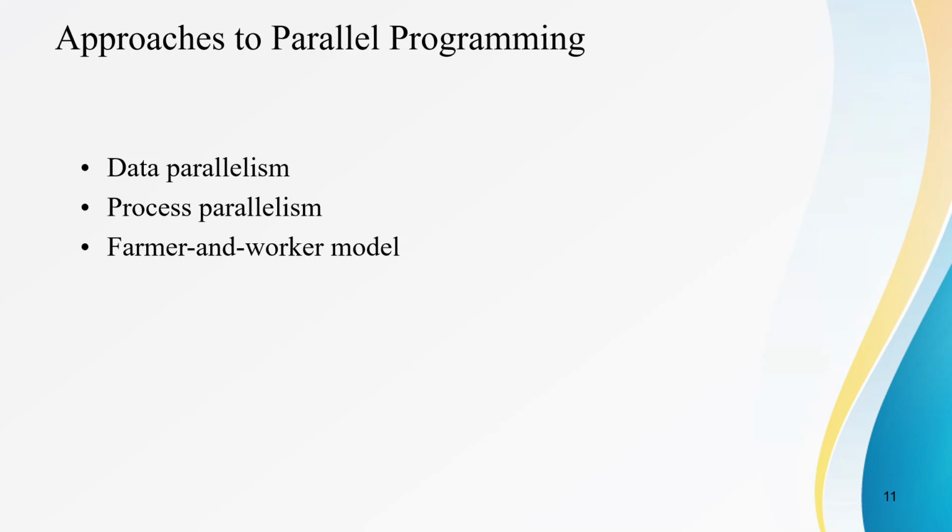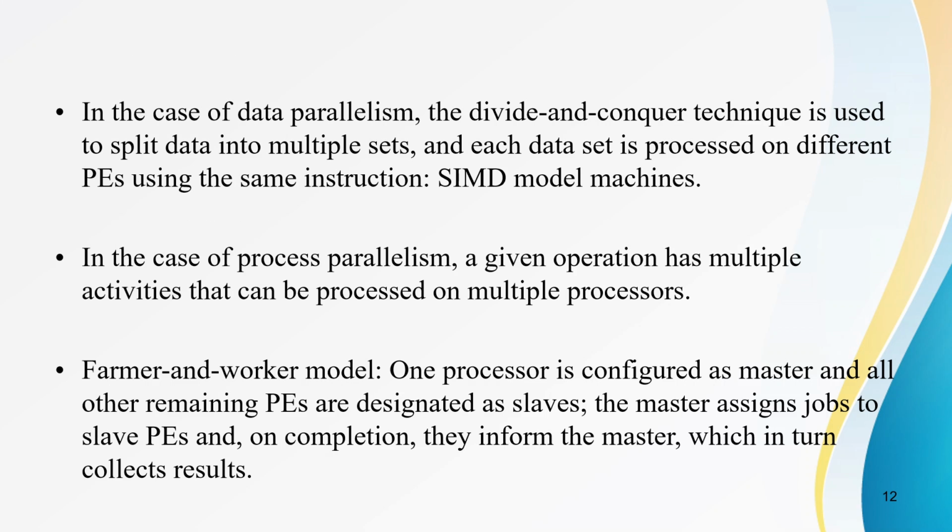Now, another important topic of the day is approaches to parallel programming. So, what are the different ways in which you can implement parallel programming? Either you can parallelize the data, or you can parallelize the process, or use the farmer and worker model. That is generally, in computing terms, what we call the master slave model, right? So these are the three different approaches to parallel programming. We'll see them one by one.